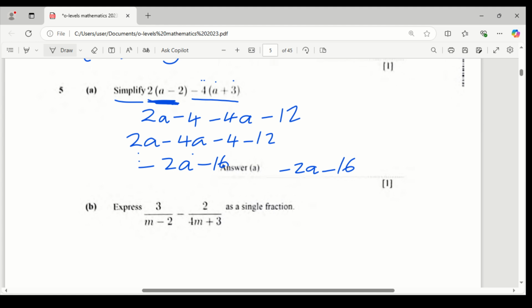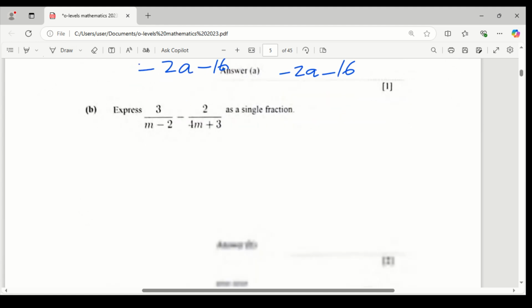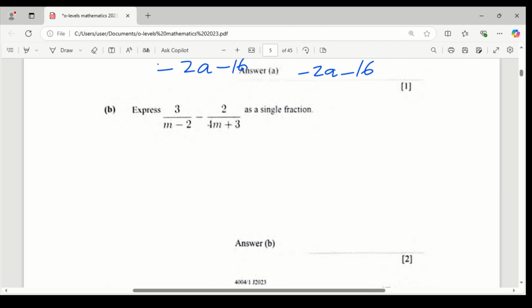The next question is saying express 3 over (m - 2) minus 2 over (4m + 3) as a single fraction. So as a single fraction, these are our denominators. The first thing is to find the common denominator. The easiest way to find the common denominator is to multiply those denominators.